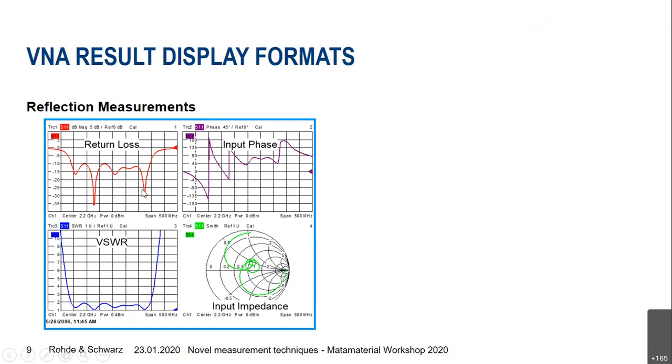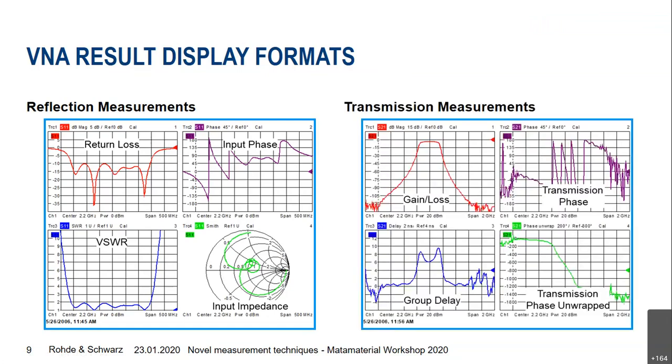So this is a screenshot of the network analyzer itself when it comes to reflection measurements. The same thing can also be seen as transmission measurements. As I said, there's S11, but there's also S21, the transmission measurement. So you can also see maybe filters being measured here, the gain, the loss, the group delay. These things can also be measured for the antenna.